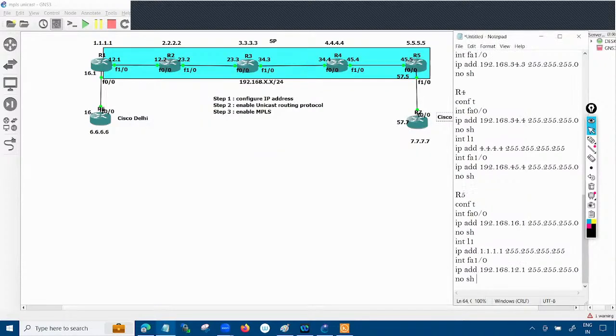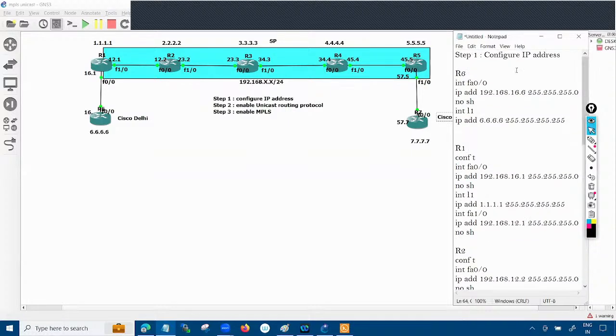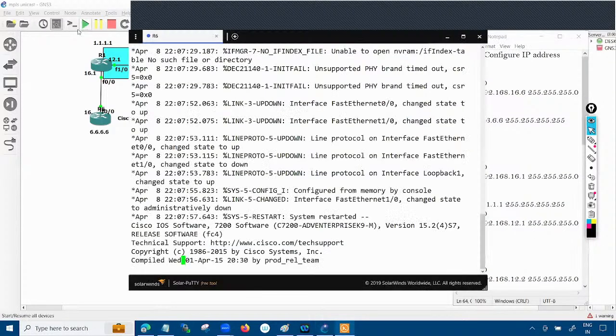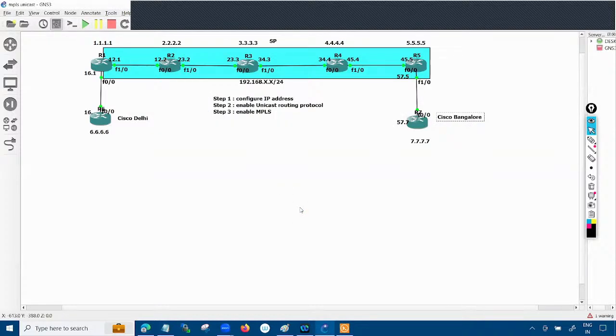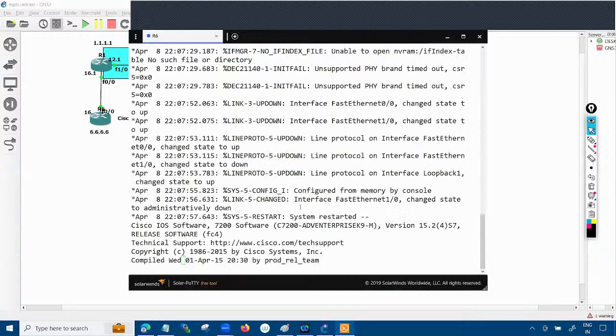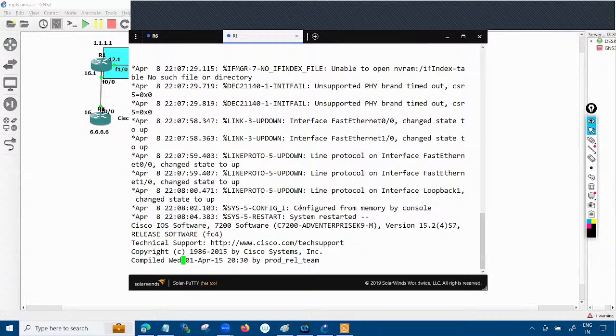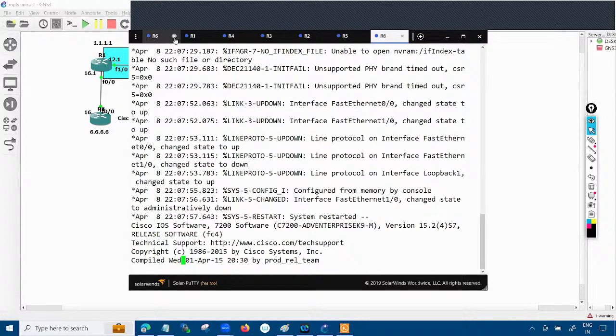On R5, we have 45.5 and 5.5.5.5. This one goes again with 57.5. Okay, so router 6 has come up. I think the IP is predefined. I have saved the configuration already. So this is router 6 I have.